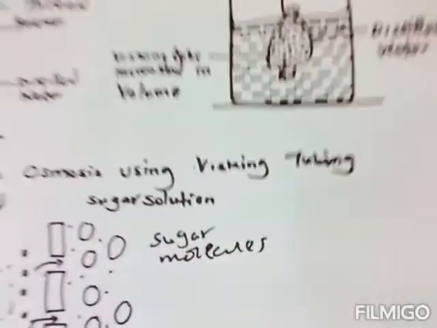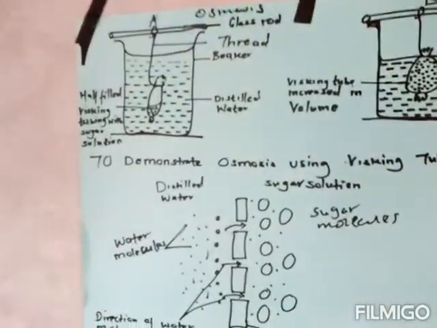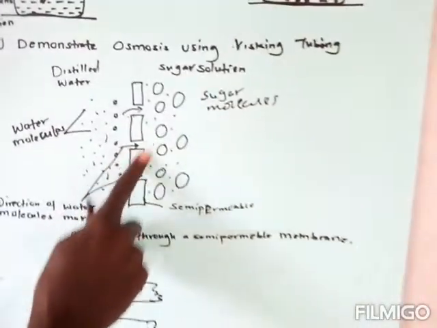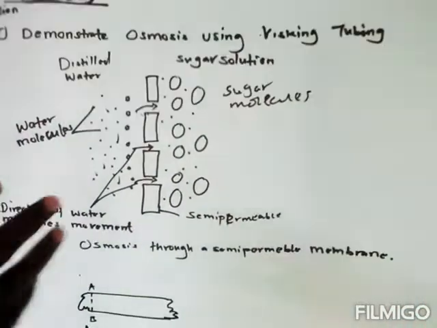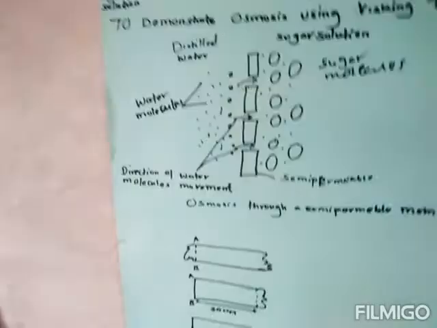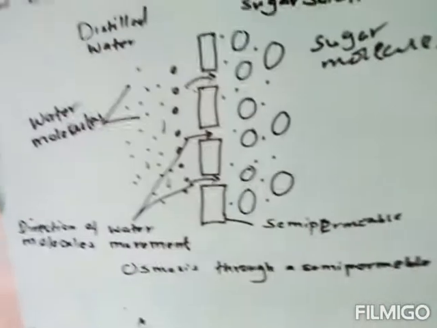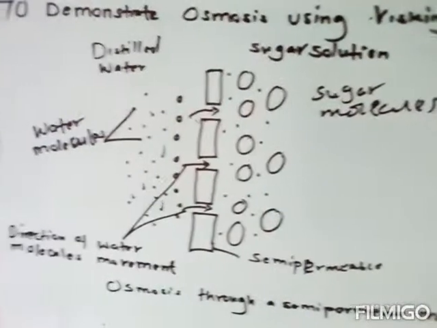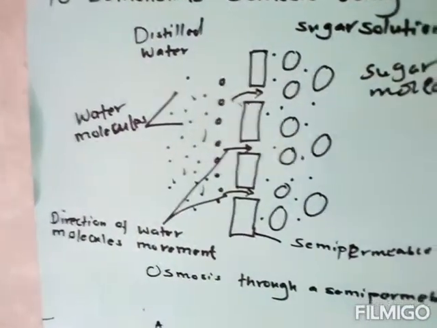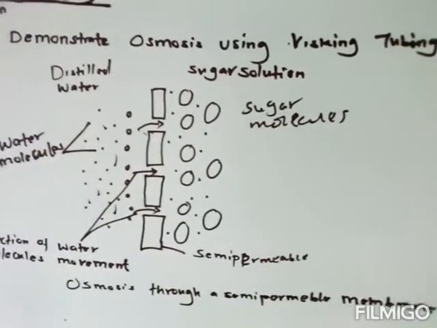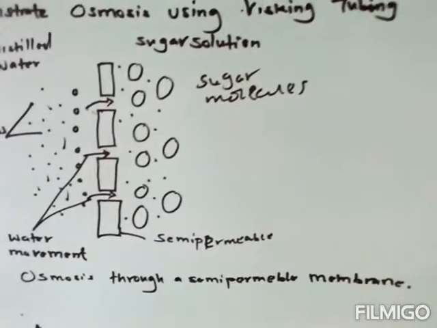So we move to another experiment trying to demonstrate osmosis. And in this case, we are going to use whisking tubing. Remember, we said that whisking tubing has a semi-permeable membrane. Now, in this case, we are going to look at the movement of water molecules when a concentrated solution is separated by a dilute solution.